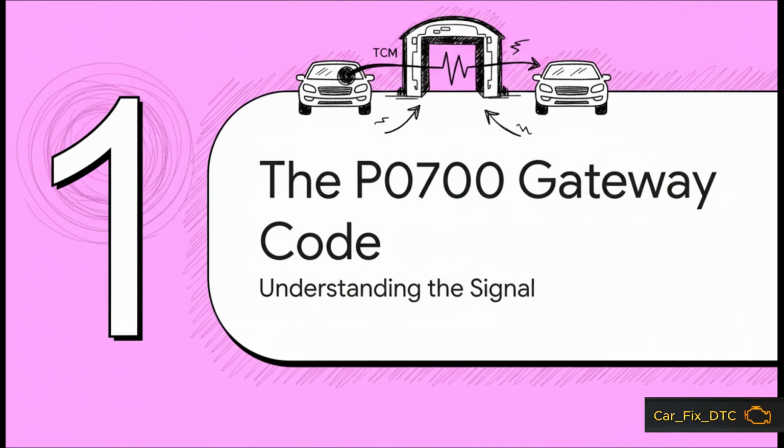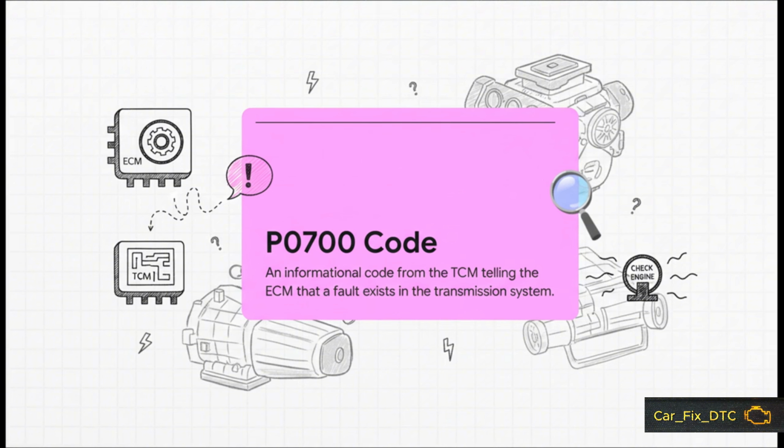Okay, let's dive into this. To really get what the P0700 is all about, you've got to think of it as a gateway code. See, it's not the problem itself. It's a communication, a signal that's being sent from one part of your car's brain to another. Your car has a couple of different computers we need to talk about. There's the engine control module, the ECM, and the transmission control module, or TCM. The P0700 code is just the TCM tapping the ECM on the shoulder and saying, hey, I've got a problem over here in my department. You need to turn on that check engine light and let the driver know. So it's the messenger, not the actual message.